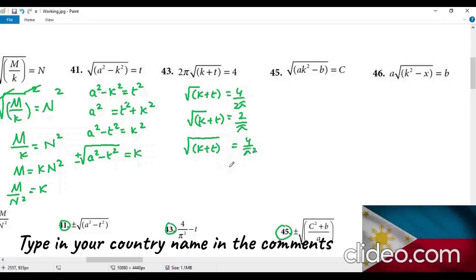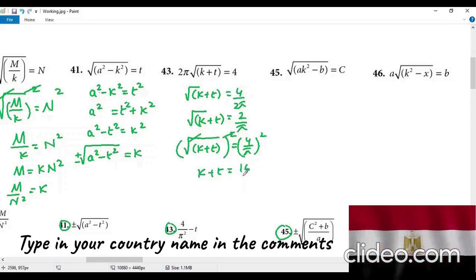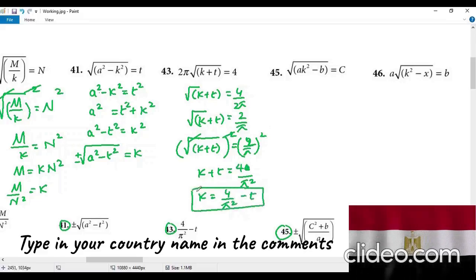And now 4 over pi. Now we are going to square both the sides and get rid of the radical sign. So k plus t equals 16 over pi square, and it's going to be k equals, actually it's a 4 over pi square minus t, which is going to be your final answer.